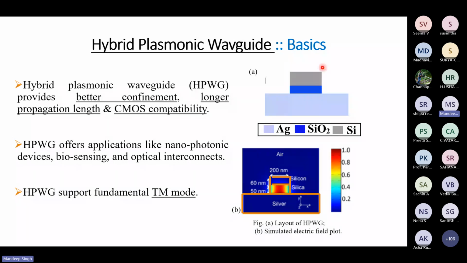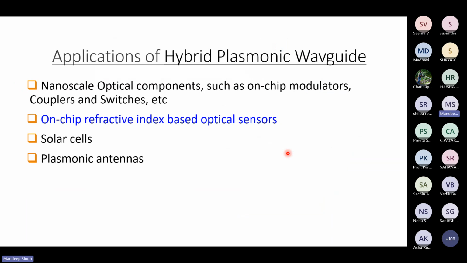This is one example of a slot waveguide as well, where you have a dielectric slot, and it is a hybrid. We can say hybridization of the mode, a mixing of dielectric mode plus plasmonic mode in such waveguides. As I already told, applications include some devices, refractive index based sensors, solar cells, and plasmonic antennas. In this talk, we will focus basically on the optical sensor application.